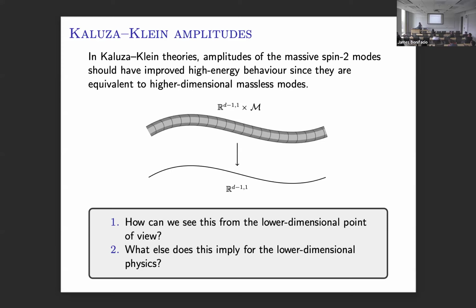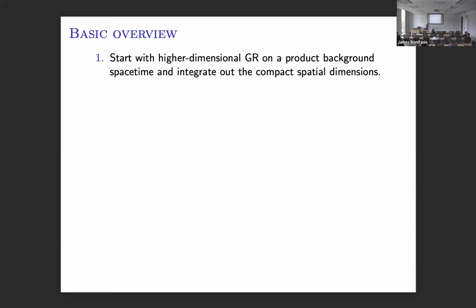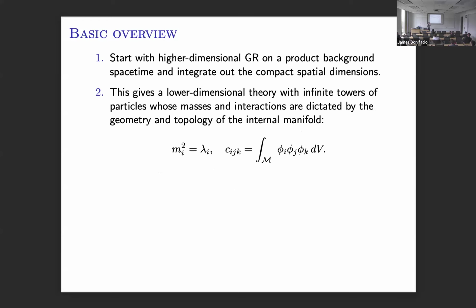Let me give you a basic overview of the calculation. You start with high dimensional general relativity on a product background spacetime, which is the product of some lower dimensional Minkowski space and some compact internal Riemannian manifold. You then integrate out the compact dimensions using harmonic analysis, basically, and you end up with a lower dimensional theory which has these infinite towers of particles. The masses and interactions of these particles are determined by the geometry and topology of the internal manifold. The squared masses are related to eigenvalues lambda of various Laplacian operators, and the cubic couplings, which are denoted by C, are writable in terms of integrals of products of the eigenfunctions over the internal manifold.